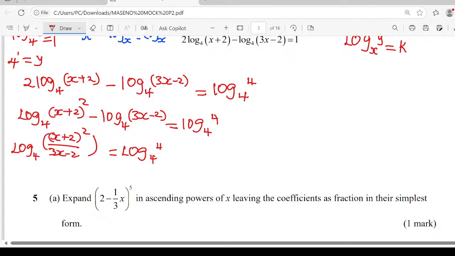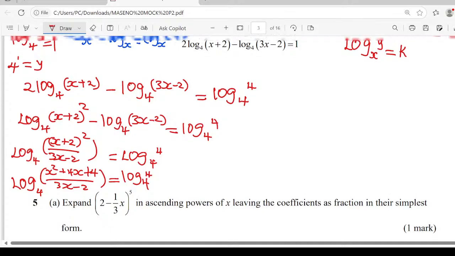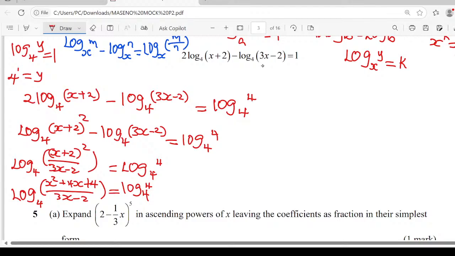Having that concept, we can now drop the logs. Maybe before I drop my logs, let me maintain: this will be log to base 4 of x plus 2 squared. When I expand it, this is going to be x squared plus 4x plus 4, all over 3x minus 2, which should be equal to log to base 4 of 4.